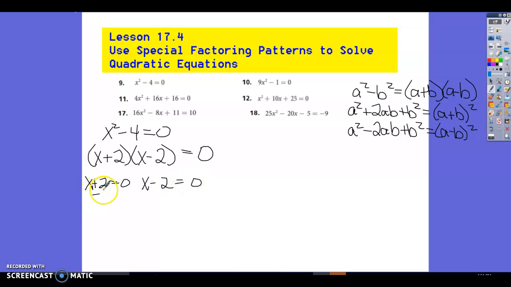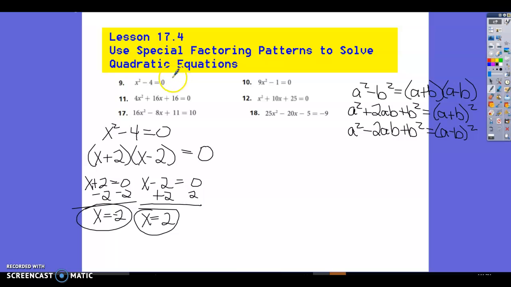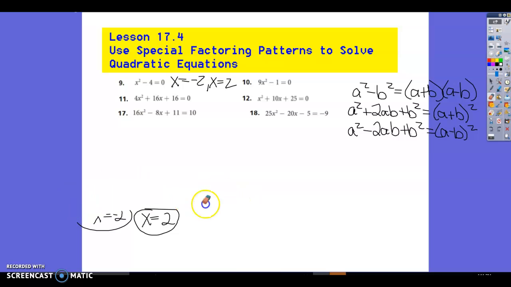So I'm going to have x equals -2 and x equals 2. So for the first one, we get x equals -2, x equals 2. And since I don't have a lot of space to write, make sure you pause this if you need to write it down, but I'm going to erase it and go to the next one.